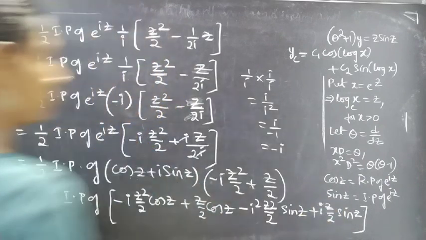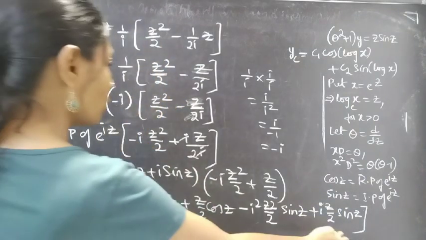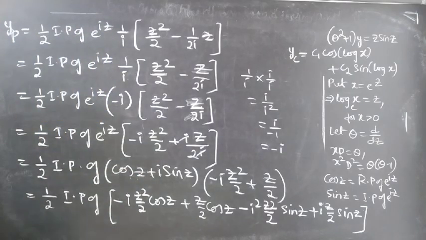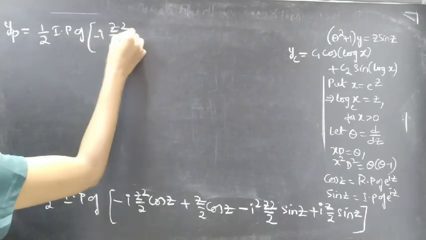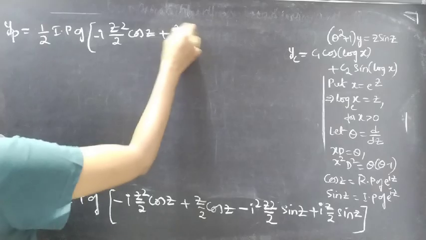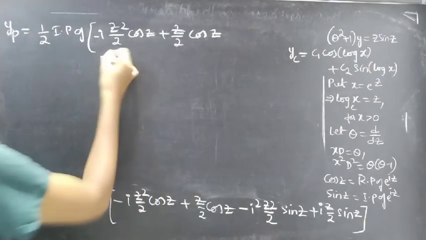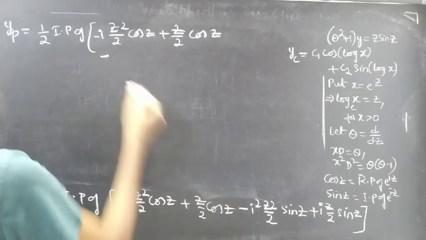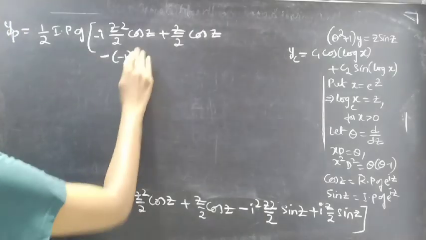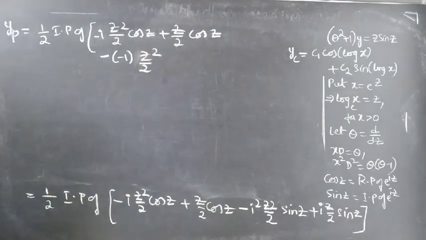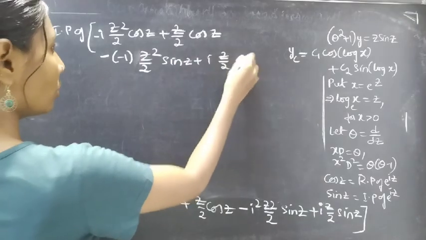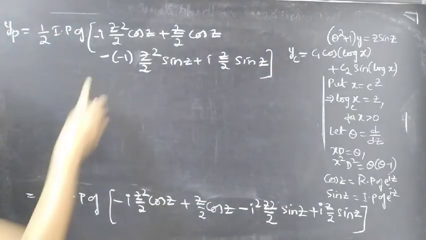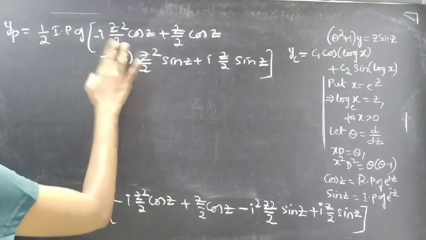Now, firstly we will replace I square by minus 1 in the next step. Minus I into z square by 2 cos z plus z by 2 cos z minus, replacing I square by minus 1, we get minus of minus 1 into z square by 2 into sin z plus I into z by 2 sin z, right? Minus into minus 1 is plus.